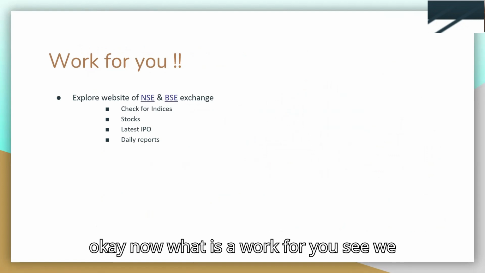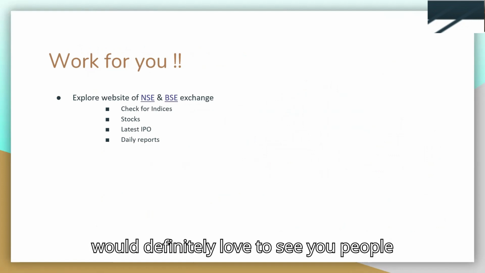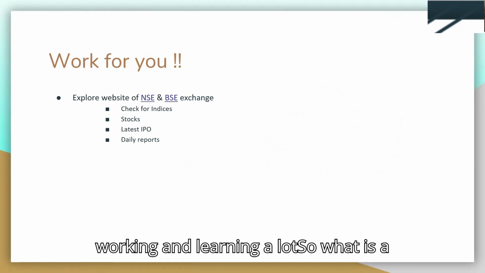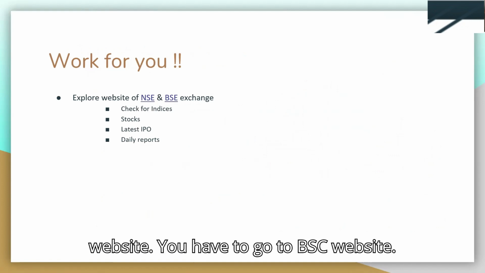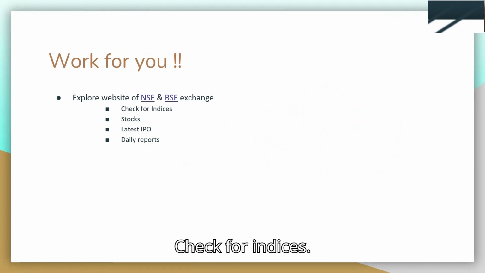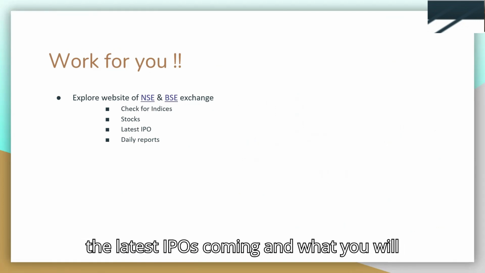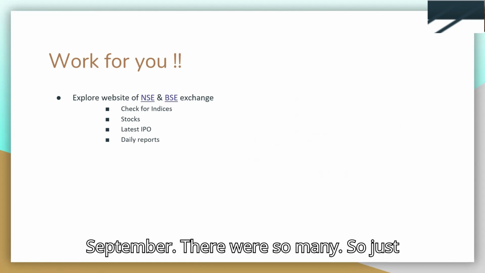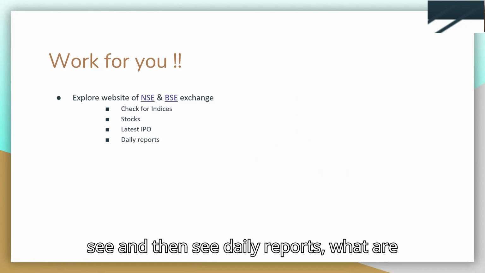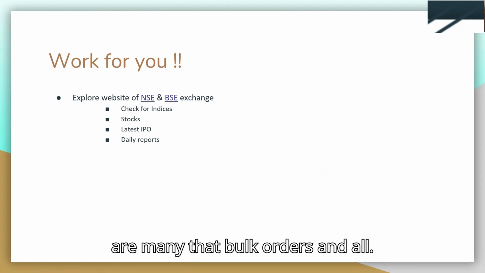Okay, now what is the work for you? See, we have actually started our course, and I would definitely love to see you people working and learning a lot. So what is the work for you? You have to go to the NSE website, you have to go to the BSE website, check for indices, then see what a stock is, right? And what are the latest IPOs coming? What you will find is a list of IPOs which are coming in, say, October itself, or in September there were so many. So just see, and then see daily reports. What are the daily reports NSE produces? And there are many, like bulk orders and all.